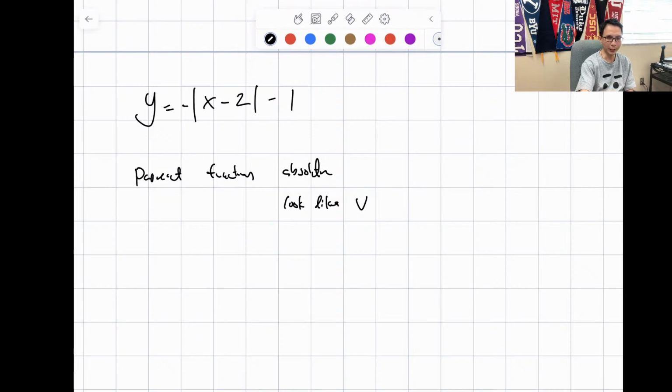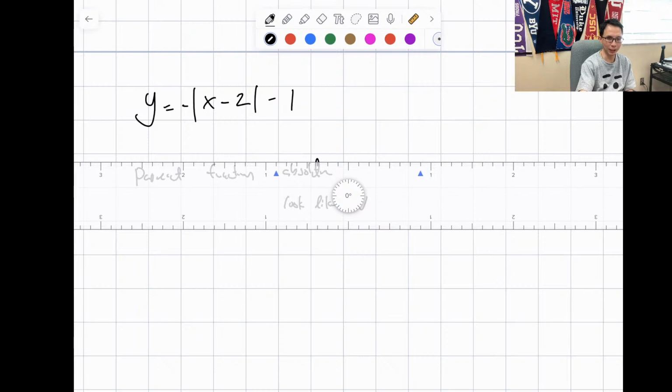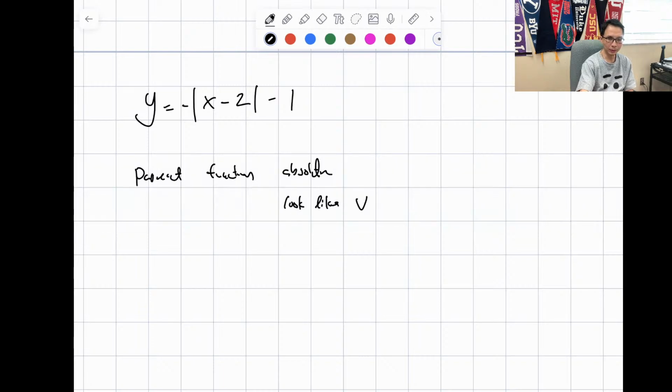Can you tell me what this does to the absolute value function? This one here, -1. What does it do? Up, down, left, right? Is it going down 1, left 1, up 1, or right 1? Which one? Down 1, because it's outside the absolute value, outside the parenthesis, right? What does this -2 do?